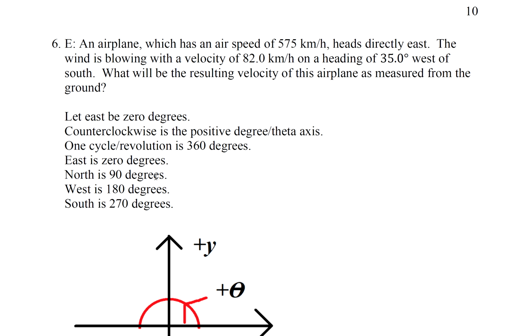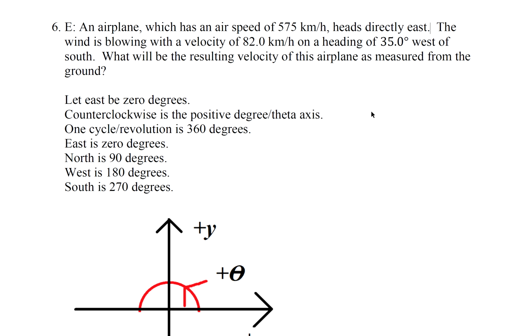Question 6. An airplane which has an airspeed of 575 kilometers per hour heads directly east. So east means 0 degrees. The wind is blowing with a velocity of 82 kilometers per hour heading 35 degrees west of south. So that means we point southwards, but then we go west 35 degrees. So that's going to be 270 degrees minus 35 degrees. What would be the resulting velocity of this airplane as measured from the ground?